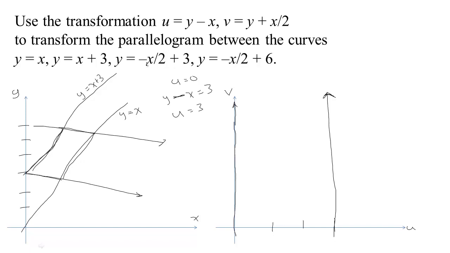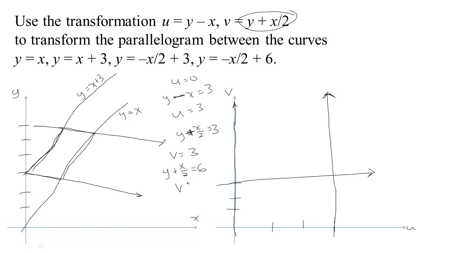Alright, next one. If y is equal to negative x plus 2, I notice that if I add x plus 2 to both sides, I get y plus x over 2 is 3. But then looking at my transformation, v is equal to y plus x over 2, so this must be the curve where v is 3. So count up 1, 2, 3, and we get this line here. Also, this last boundary, if I do the same thing, y plus x over 2 is equal to 6. So that says that v is equal to 6. 1, 2, 3.